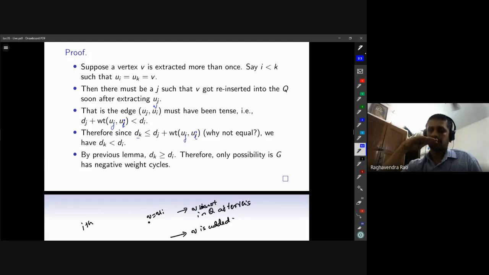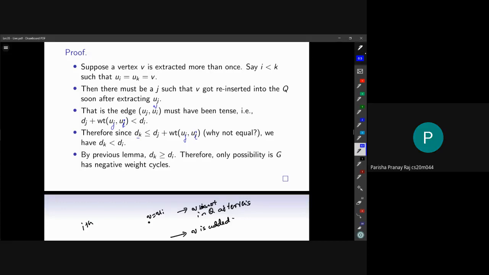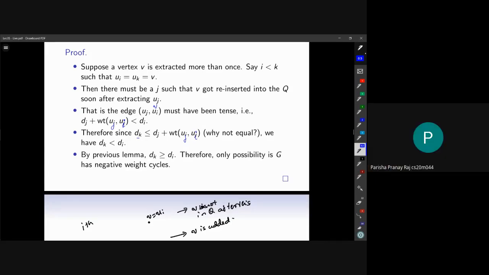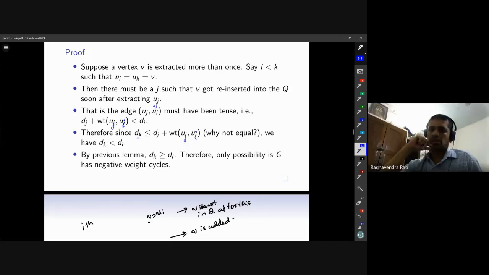Sir, can't we stop at the third step and argue that d_j is less than d_i? Yeah, but d_j, we don't know what that vertex is, right? Oh, so that's what you're saying, d_j is less than d_i, and that is also less than j. It is contradicting the previous lemma. Yeah, that is also good enough. Yes, you can stop there itself. That's a good point. That itself is contradicting the previous lemma.